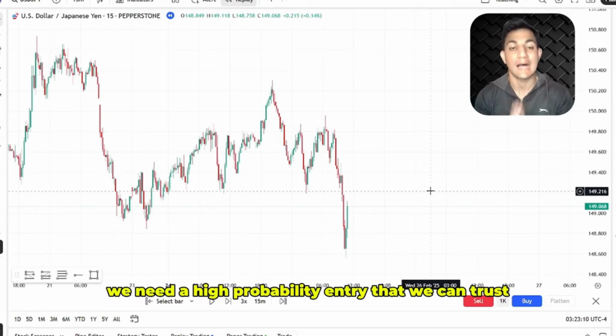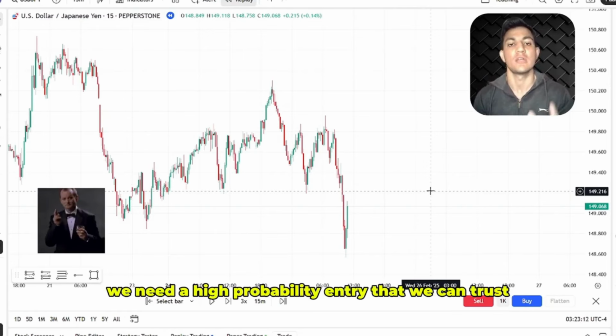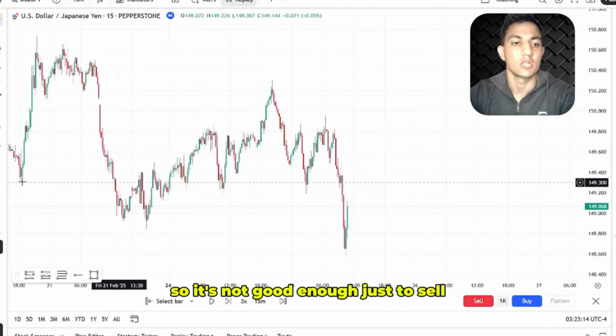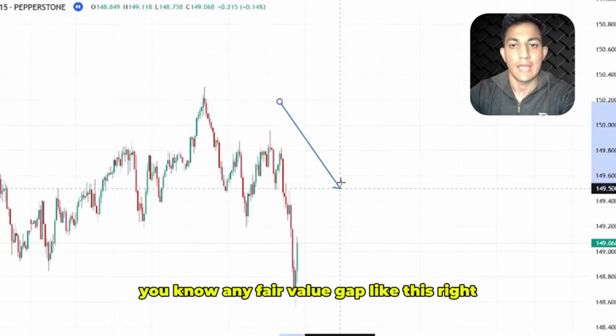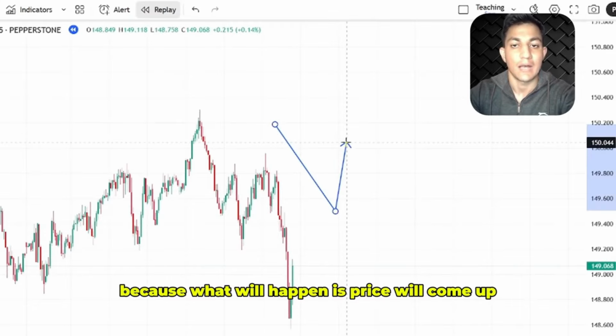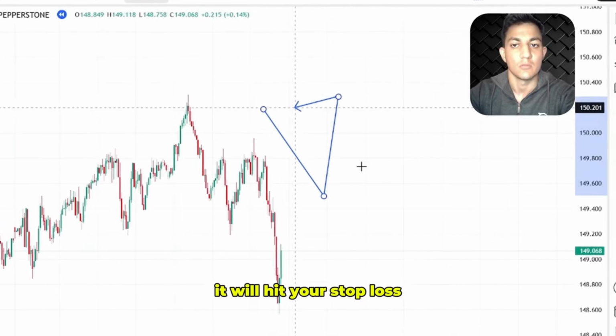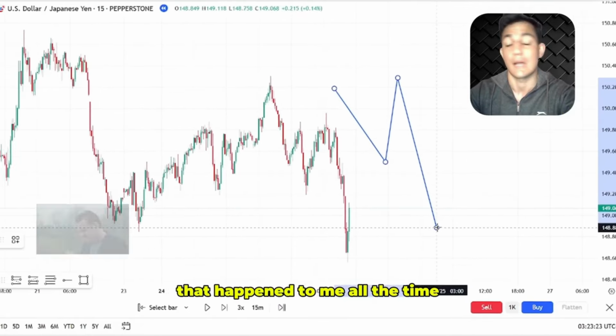We need a high probability entry that we can trust and that we can rely on, right? So it's not good enough just to sell any fair value gap like this, right? Because what will happen is price will come up, it will hit your stop loss and then go straight to take profit. That happens to me all the time.